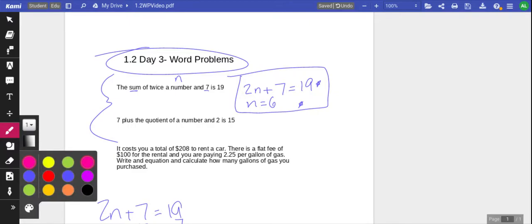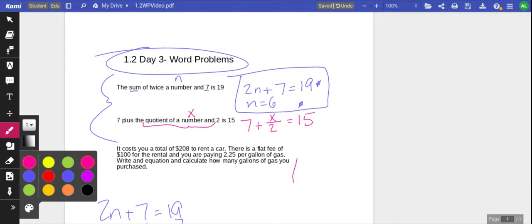Let's look at this one over here. 7 plus, all right, so that one's easy. 7 plus, it says the quotient of a number and 2. Quotient, we should remember, means divide. So when it says the quotient of a number and 2, let's use x for this one. So x is going to be the number that gets divided by 2, is what it's asking for. So don't get tripped up. A number and 2, the number goes on top, and then divided by 2 is 15.